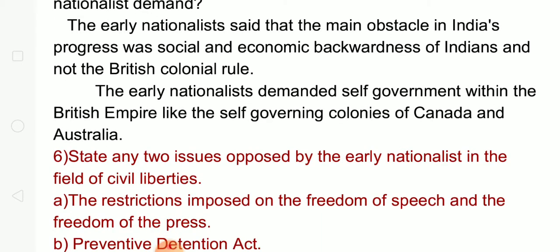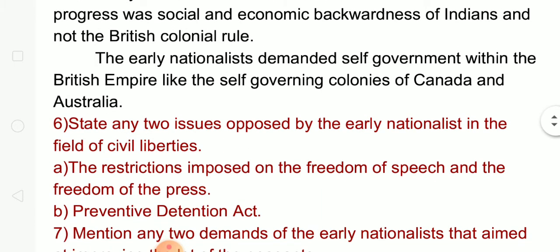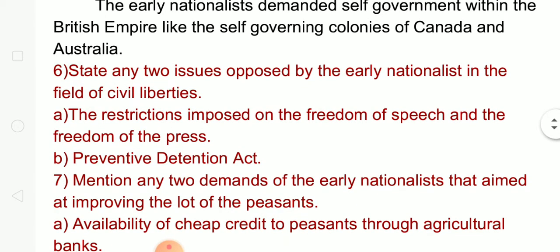Sixth question. State any two issues opposed by the early nationalists in the field of civil liberties. First, the restrictions imposed on the freedom of speech and freedom of the press. Second, Preventive Detention Act.